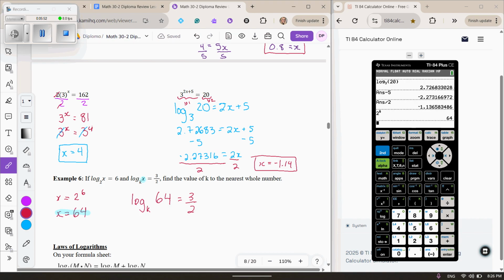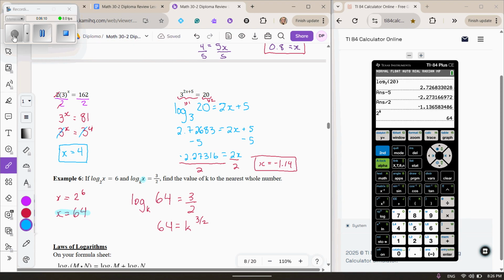Okay, remember that if you have a logarithm, the best way to solve that is to convert it to an exponential. So I'm going to convert it to an exponential. I get k to the power of 3 over 2. 64 stays while the log runs away.